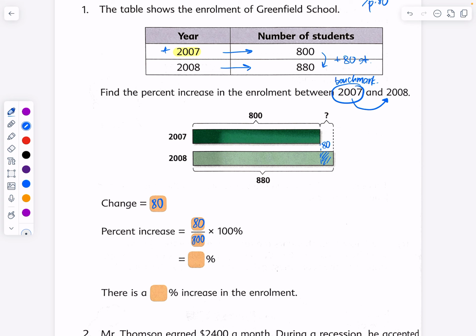We divide by what we are comparing to. And 80 divided by 800 is 1/10. We can just say 1/10 times 100%, or we can say 0.1 times 100%. And of course, it's a 10% increase. I hope you understood the concept of how we are comparing the change to the benchmark.